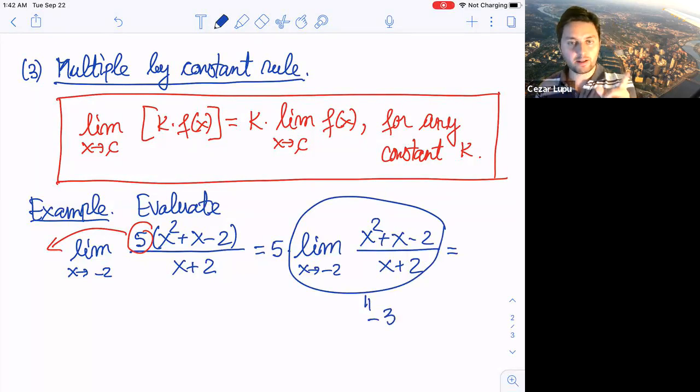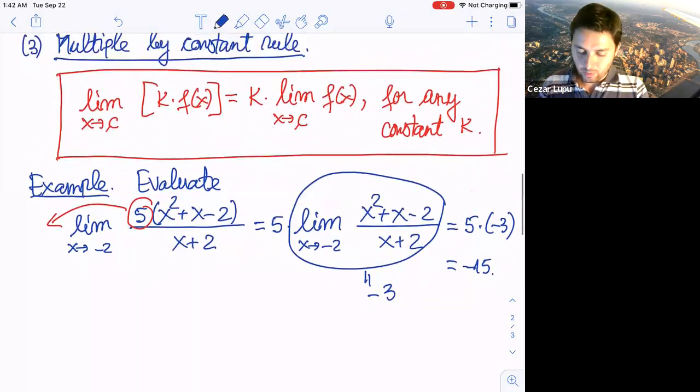We factored x squared plus x minus 2 as (x plus 2) times (x minus 1), and we cancel x plus 2, and as x approaches -2, this will approach -2 minus 1, which will be -3. So this will be 5 times -3, and this will be -15. Okay.